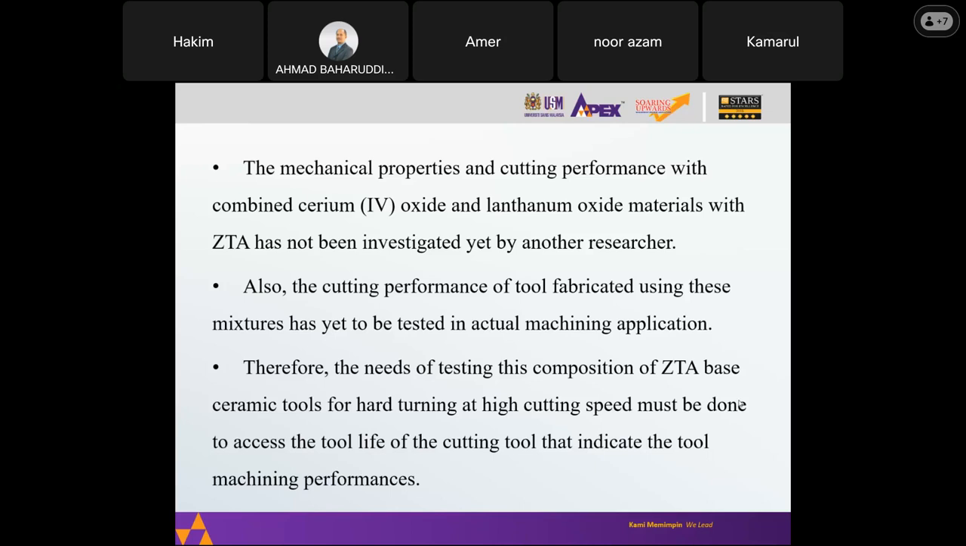Also, the cutting performance of tools fabricated using this mixture has yet to be tested in actual machining application. This research only happened on the material side, but they propose this combination is the best material for cutting inserts, but they have not yet tested it in the actual machining application. So the testing of this combination of ZTA based ceramic tool for hard turning at high cutting speed must be done to assess the tool life of the cutting tool, which indicates the tool machining performance.